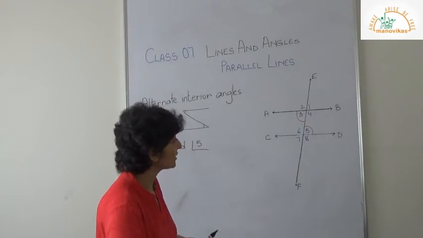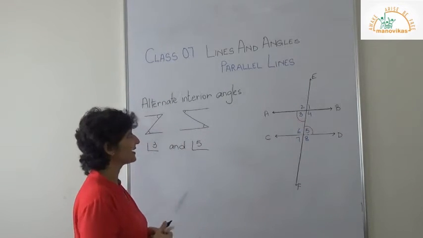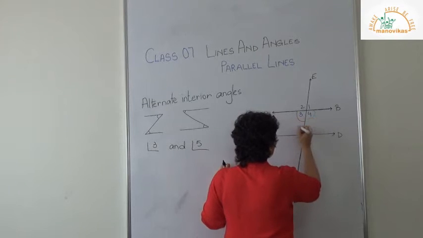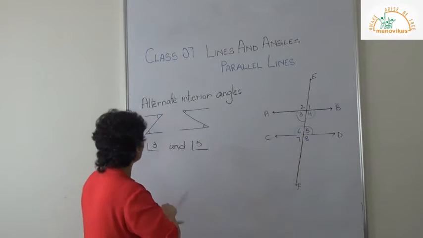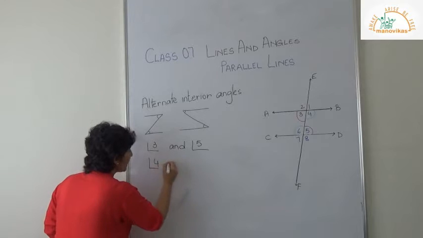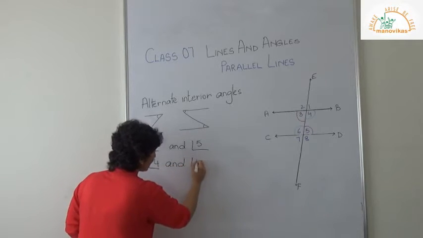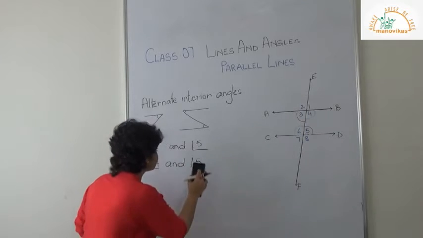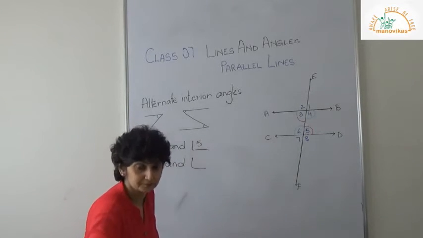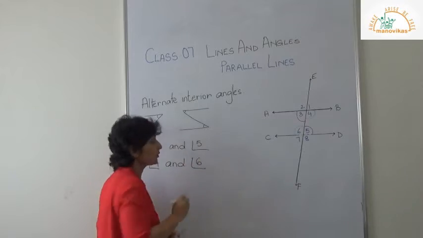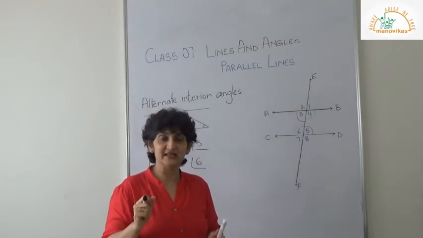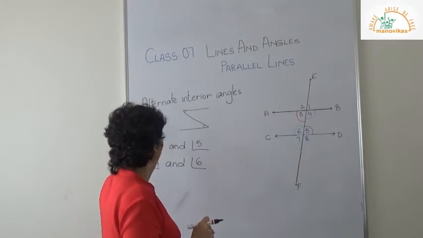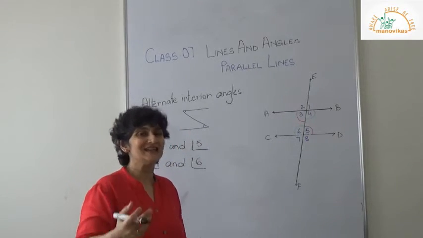Now can you tell me which is the other alternate interior angle pair we have? So that is angle 4 and angle 6. Angle 4 and angle 6 are also alternate interior angles. So we have got these two pairs. Correct? Now this is alternate interior.